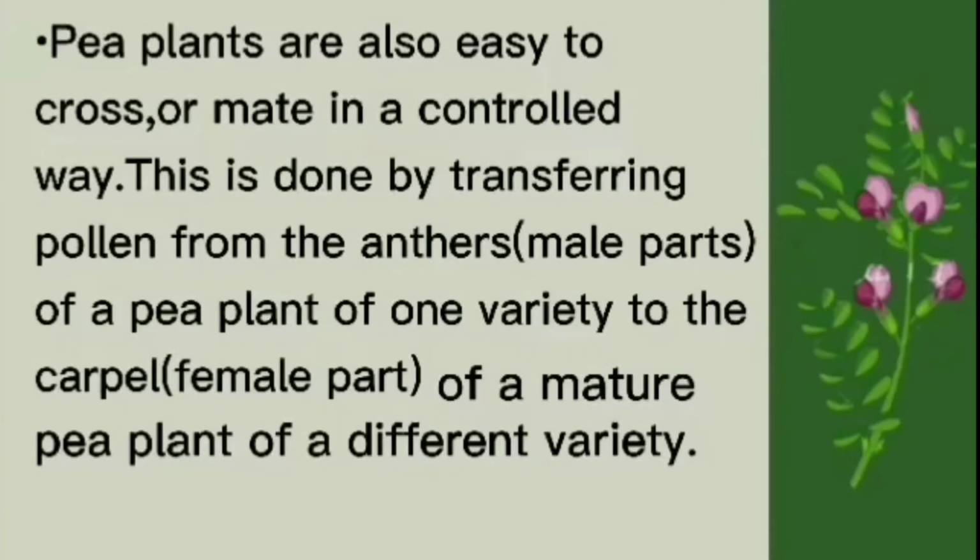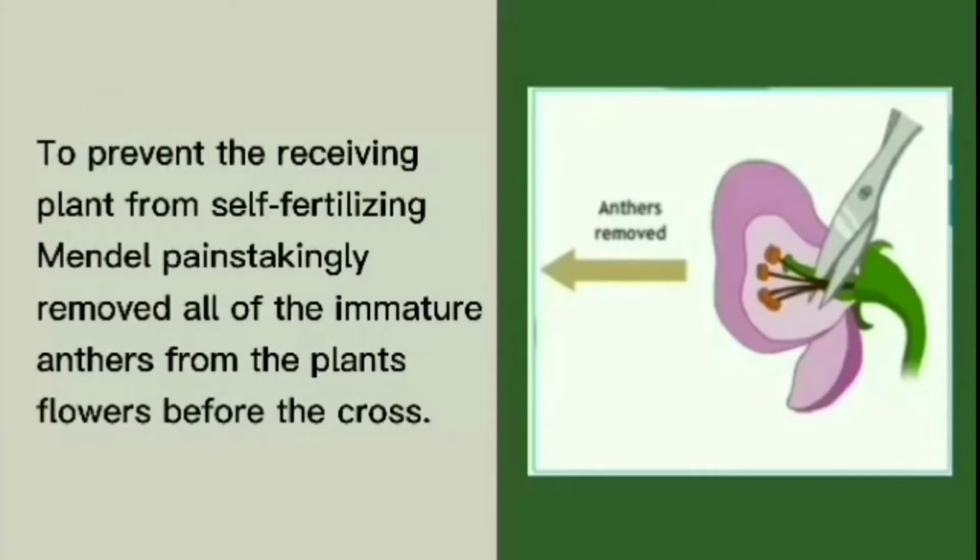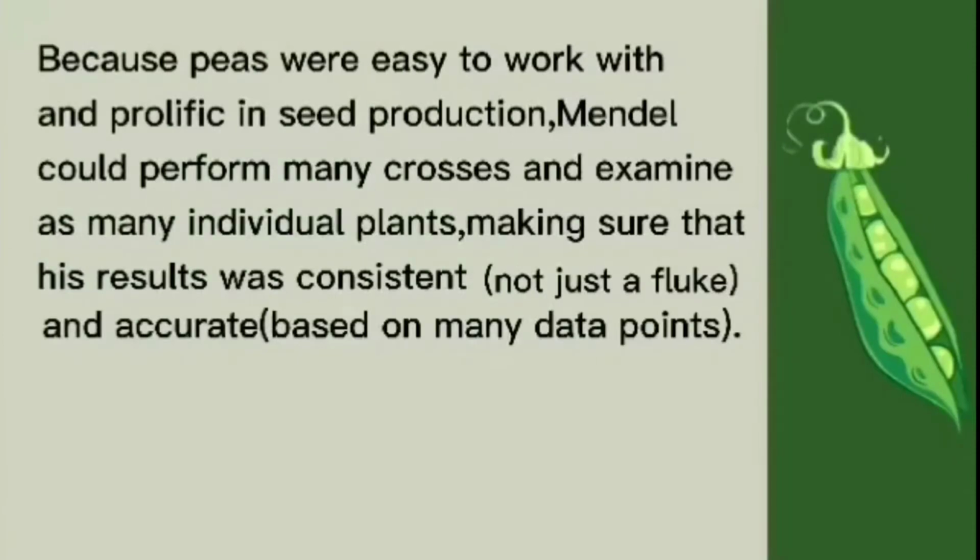This is done by transferring pollen from the anthers, male parts of a pea plant of one variety, to the carpel, the female part of a mature pea plant of a different variety. To prevent the receiving plant from self-fertilizing, Mendel painstakingly removed all of the immature anthers from the plant's flowers before the cross. Because peas were easy to work with and prolific in seed production, Mendel could perform as many crosses and examine many individual plants, making sure that his result was consistent, not just a fluke, and accurate, based on many data points.